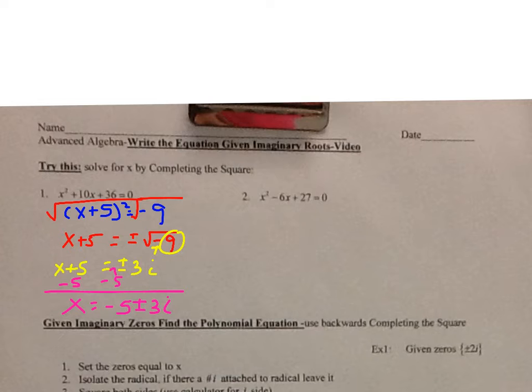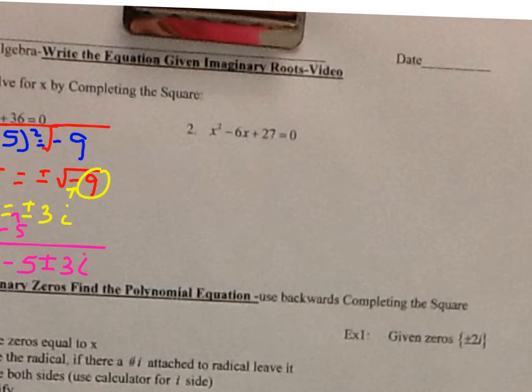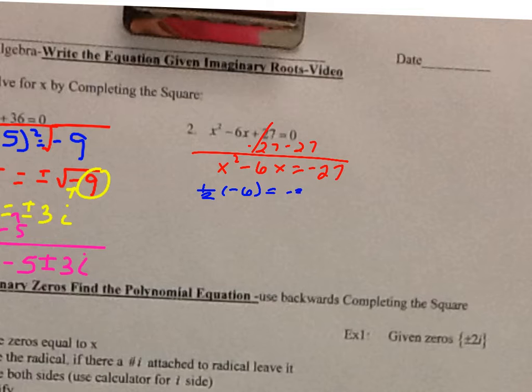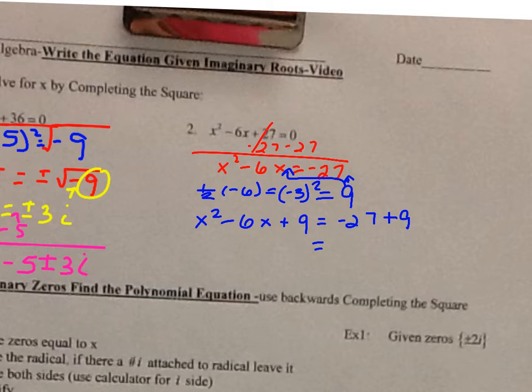Okay, number 2. So same thing, I'm going to start off by subtracting 27. So I get x squared minus 6x equals negative 27. Half of negative 6 is negative 3, right? Make sure you watch the signs. Squared is positive 9, because anytime you square a negative, it's positive. Add that to both sides, so we get x squared minus 6x plus 9 equals negative 27 plus 9. Now, negative 27 plus 9 is negative 18.